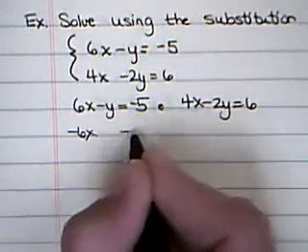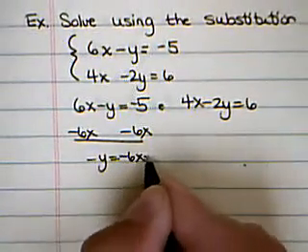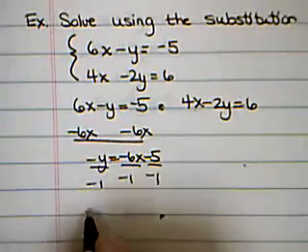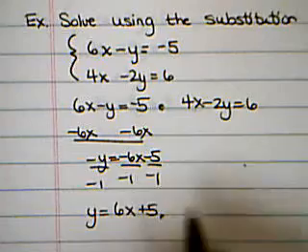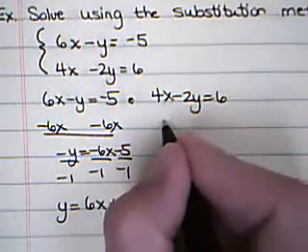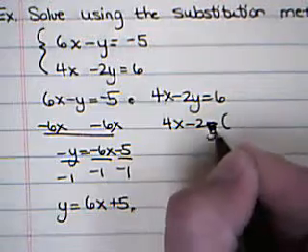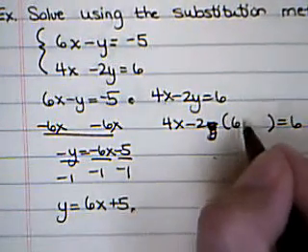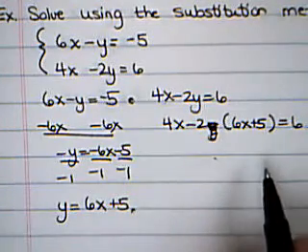So move our 6x to the right, and we would get negative y equals negative 6x minus 5. Divide everything by negative 1. And the idea is you're going to solve for a variable. So y equals 6x plus 5. In our other equation, I would just leave it as is. And where my y is, I'm going to mark that out and put a set of parentheses. My y value is going to be 6x plus 5. And so I've substituted that in.